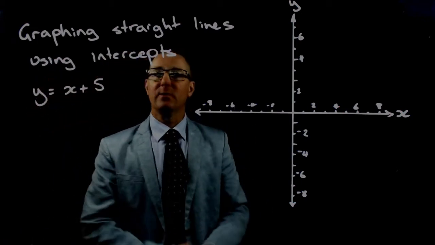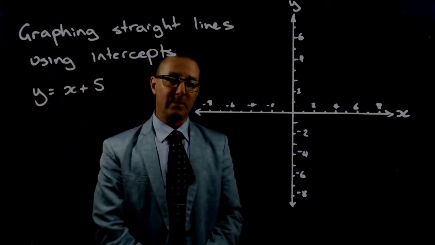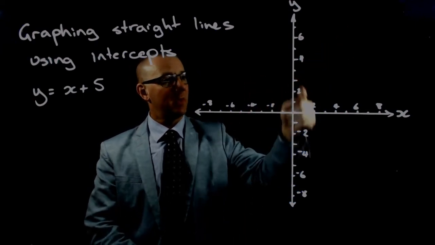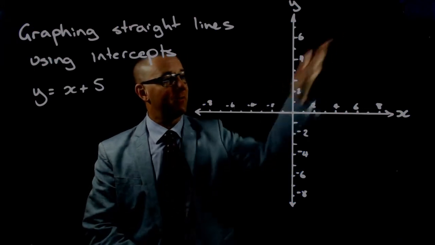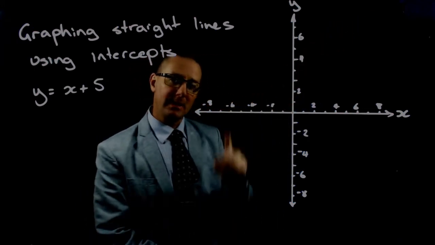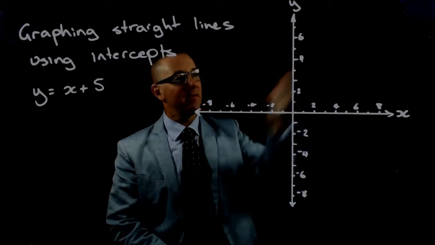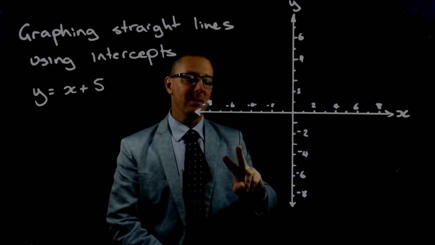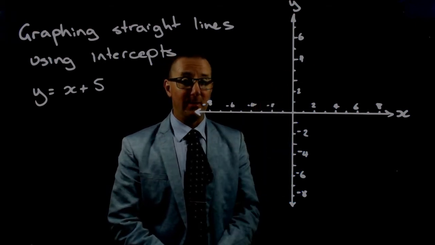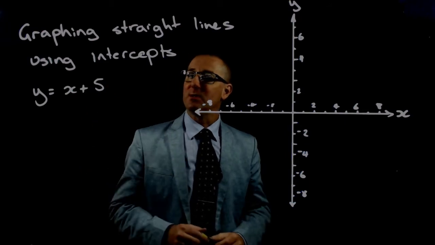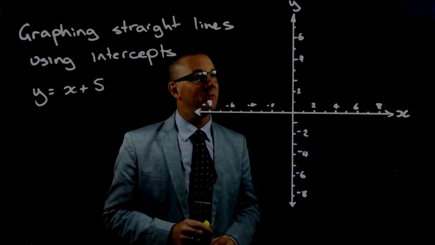Last lesson we looked at graphing linear relationships on a Cartesian plane by finding pairs of values and then finding the line that joined those. Now, because it's a linear relationship, we actually only need 2 points, so we don't have to find all of the tables of values. We can graph that line using any 2 points on that line and joining them together. So what we're going to do today is look at graphing straight lines just using intercept values.